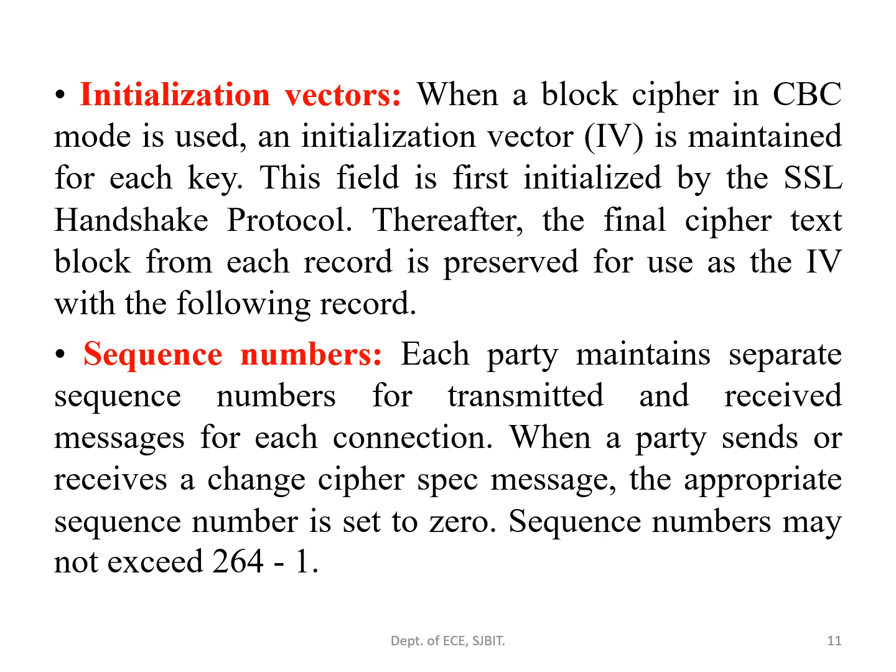Considering the sequence numbers, each party maintains separate sequence numbers for transmitted and received messages for each connection. When a party sends or receives a change cipher spec message, the appropriate sequence number is set to 0. The sequence number may not exceed 2^64 minus 1. So these are the two parameters we consider: initialization vectors and the sequence numbers.